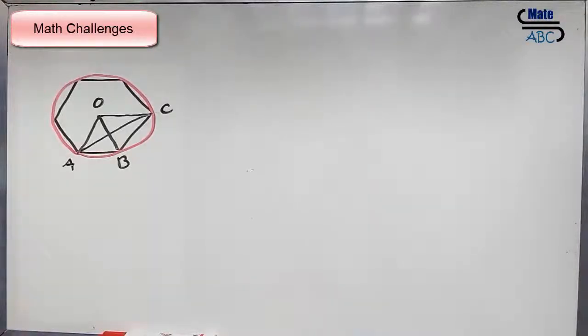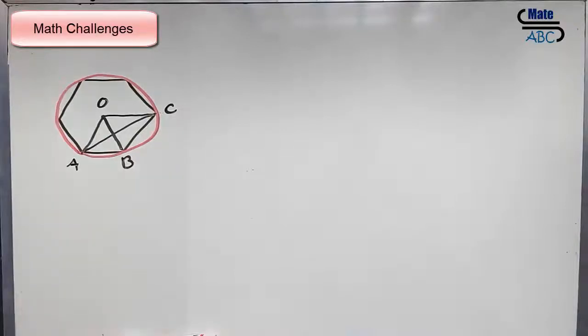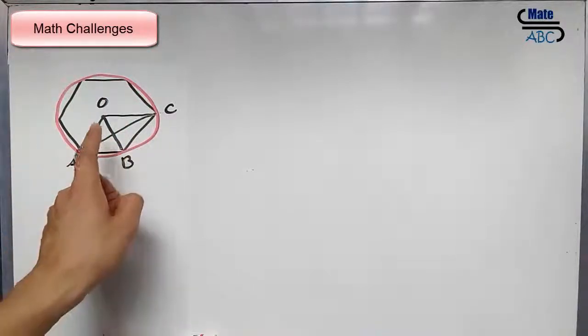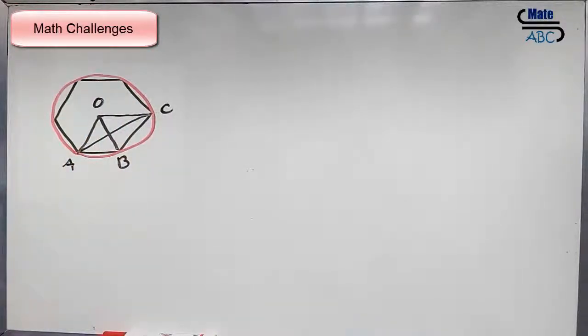I want to show you how to resolve a problem that is for competitive exams like Math Olympiad. So the question says like this. If the area of a circle is 1 meter squared, how long is the area of triangle ABC? So I encourage you guys to pause the video and try to figure it out.